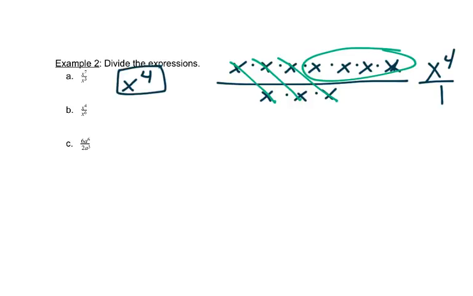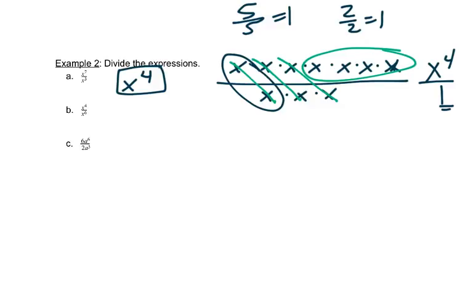It leaves a 1 because if we take 5 divided by 5, we get 1. Or 2 divided by 2, we get 1. Anytime the top and the bottom match, we get 1, so the same is true for letters. X divided by x is 1. So that leaves a 1 there.